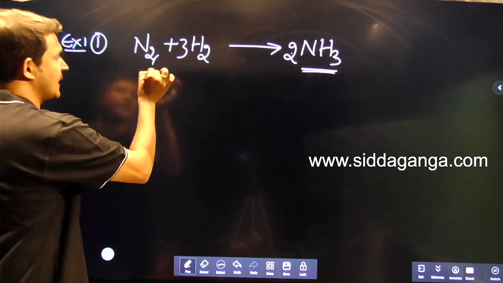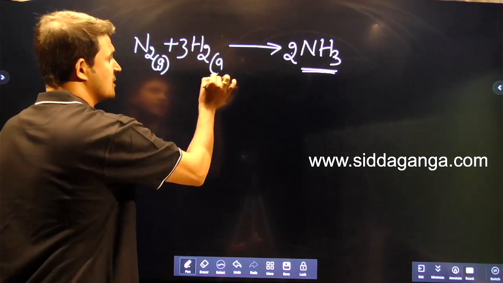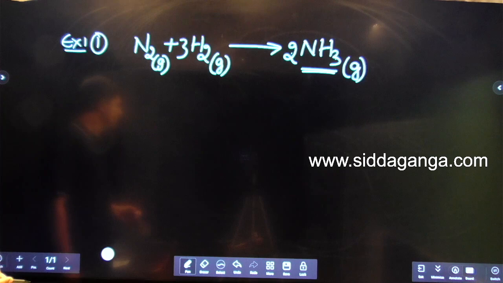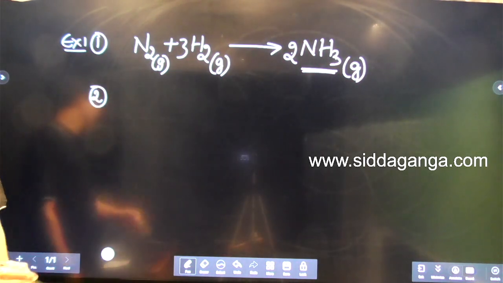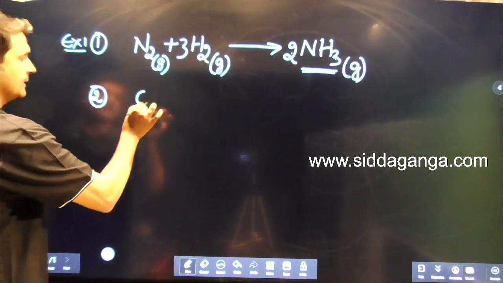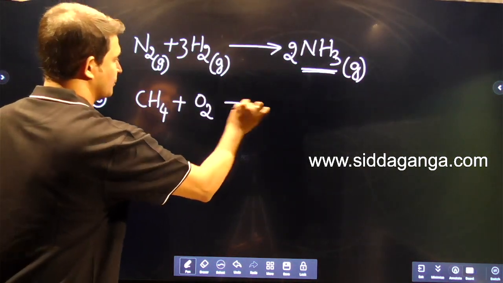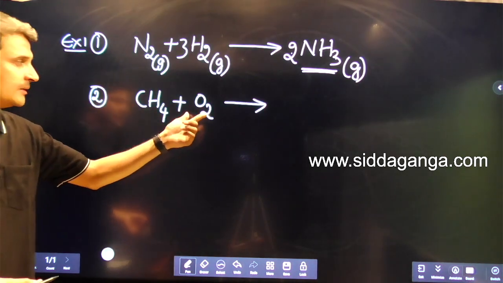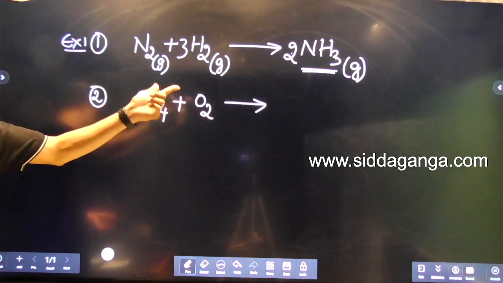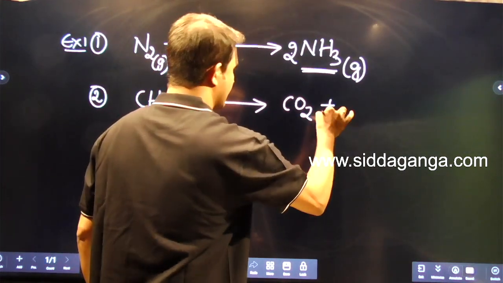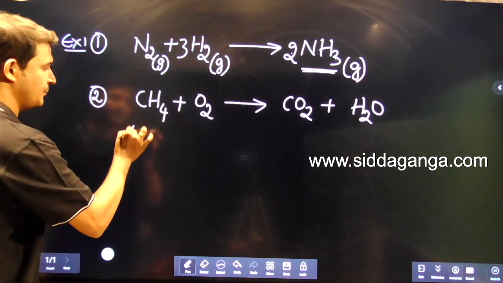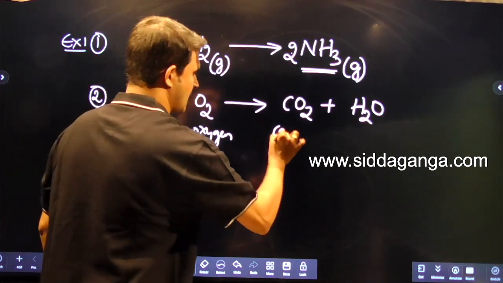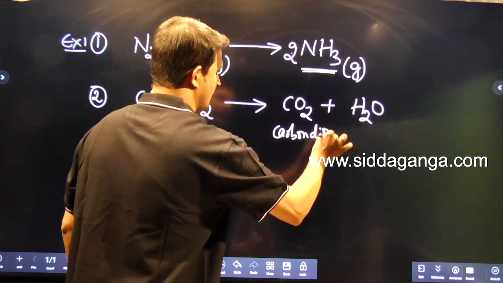Okay, so here also nitrogen is a gas, hydrogen gas gives rise to ammonia gas as the product. Okay, next example. Example number 2. CH4 plus O2 gives rise to, combustion of methane. CH4 is methane, O2 is oxygen, which gives rise to carbon dioxide and water. This is methane plus oxygen gives rise to carbon dioxide and water.